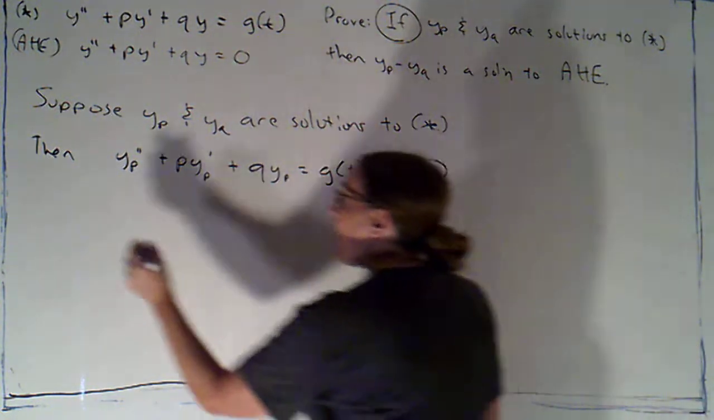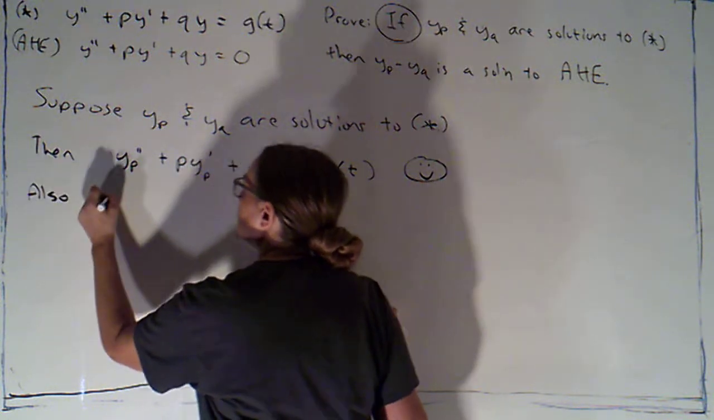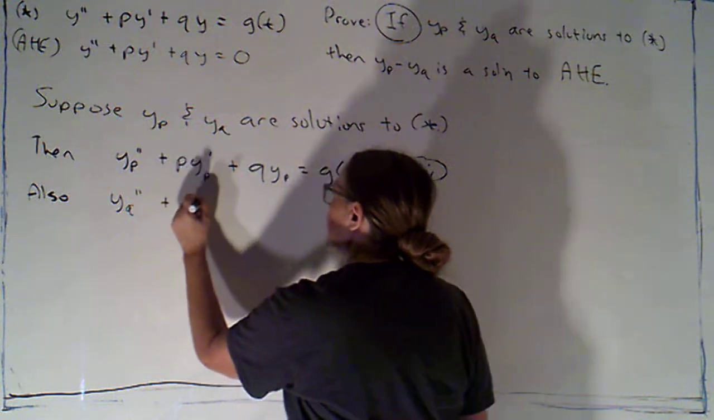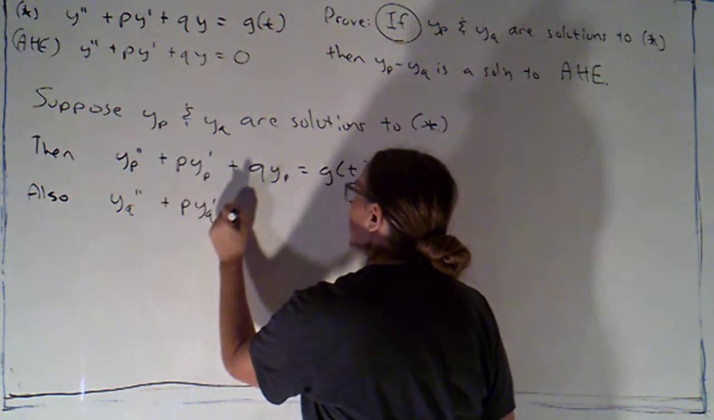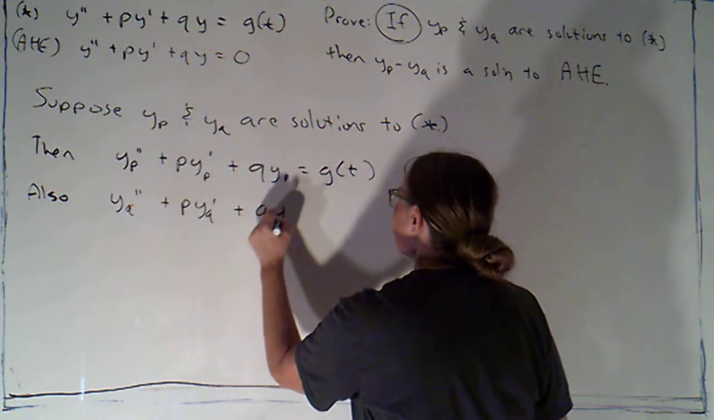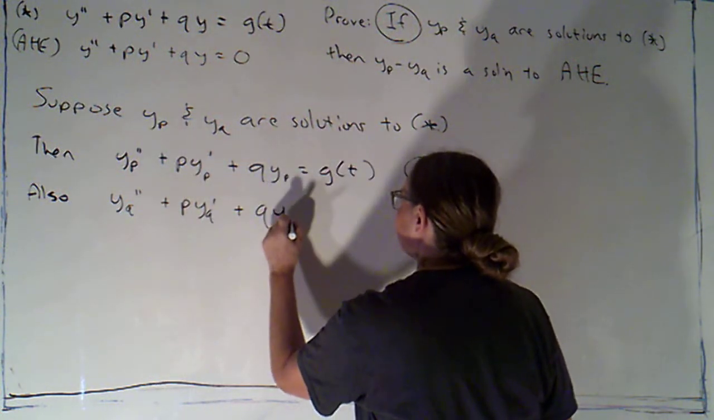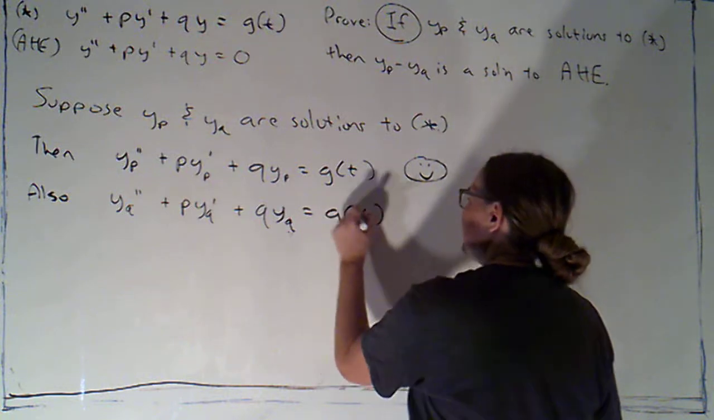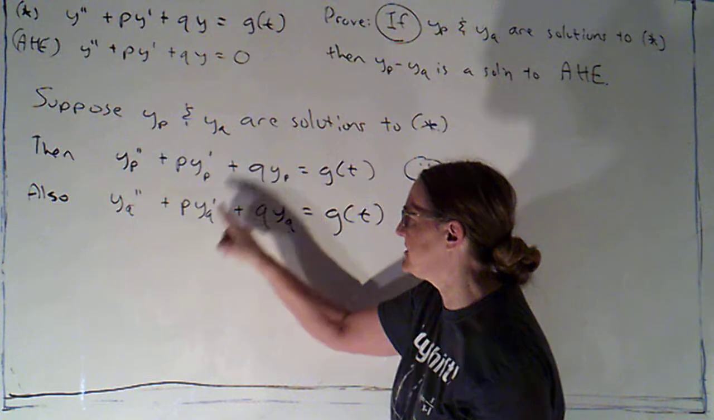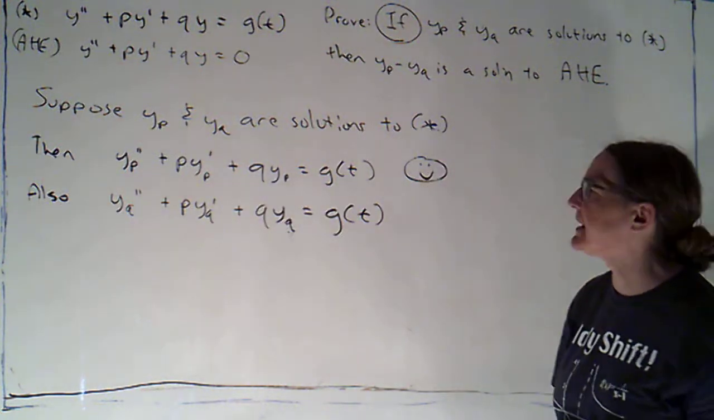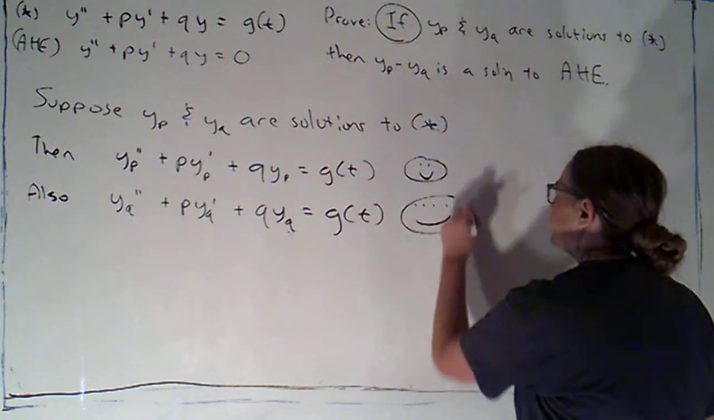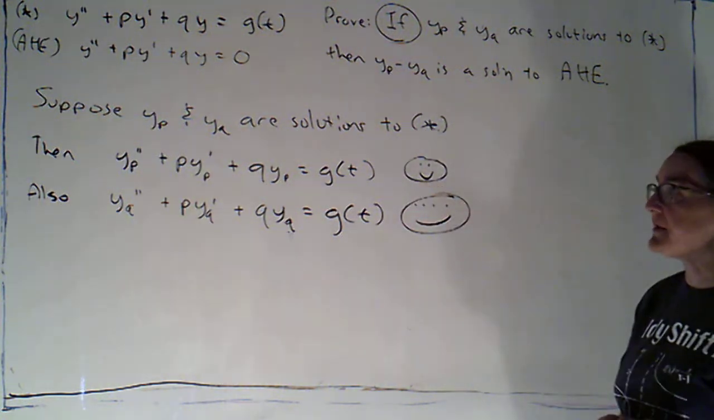Okay. Also, I know that the same is true for yq. So yq double prime plus p times yq prime plus q times yq is equal to g of t. It's a little weird using p's and q's for these constant coefficients and also these subscripts, but I am going to go with the notation from the book. Okay. We will call that monster. Okay. So these are our suppositions.